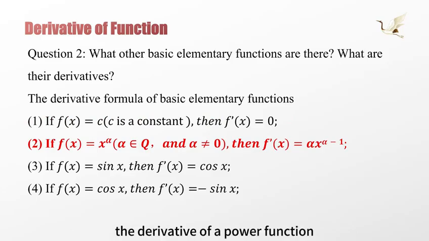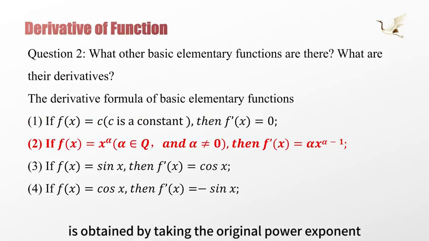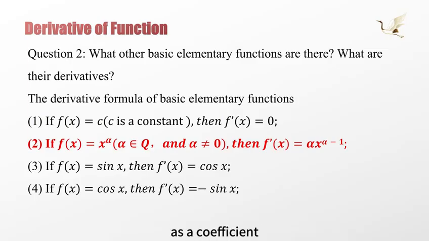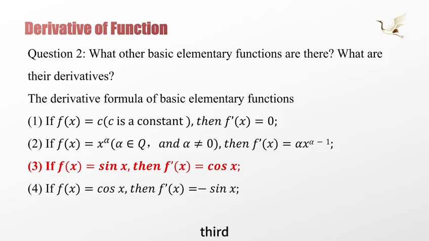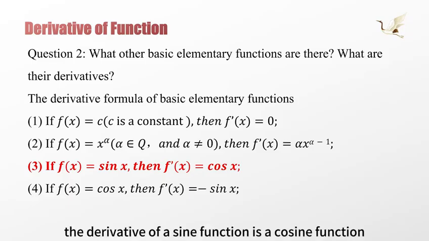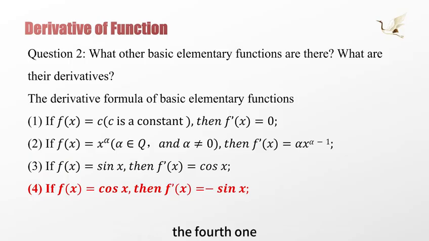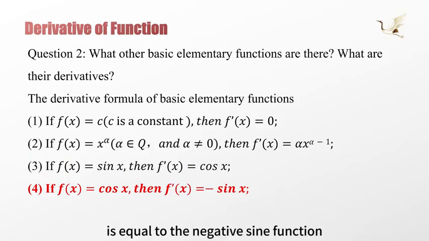The second one, the derivative of a power function, is obtained by taking the original power exponent as a coefficient and subtracting it by 1 to obtain the new power exponent. Third, the derivative of a sine function is a cosine function. The fourth one, the derivative of the cosine function is equal to the negative sine function.